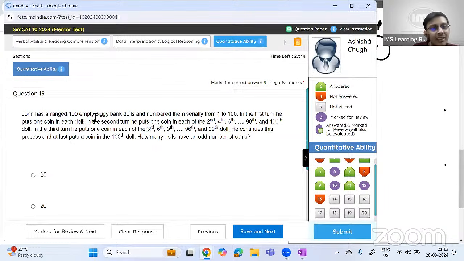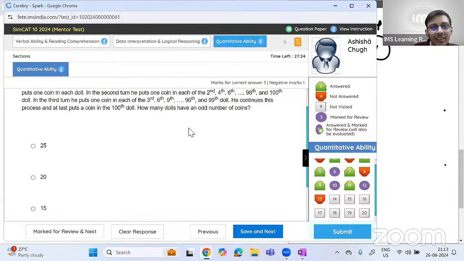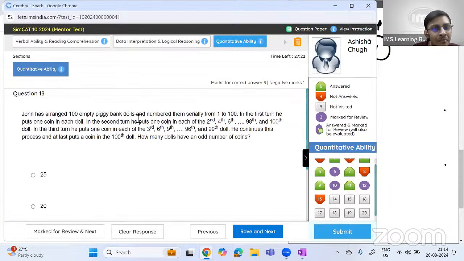John has arranged 100 empty piggy bank dolls, numbered them serially 1 to 100. First turn, he puts 1 coin in each doll. Second turn, he puts 1 coin in each of the second, fourth, sixth. Okay, I know this type of question. Third turn, 1 coin in each of these. This is a very classic question. I think this was asked in the CAT also in some form. So this is all about factors. How many dolls have an odd number of coins?